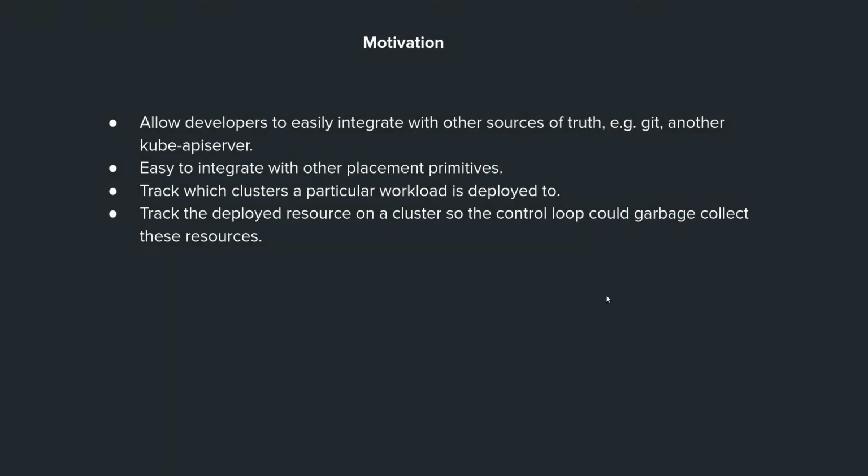The motivation that we want to do this is it allows developers to easily integrate with other source of truth, for example, GitOps, or use other Kube API servers. We made it simple so that it's easy to integrate with other placement primitives. And then the goal is to have a CR that basically tracks which cluster a particular workload is deployed to, and then it tracks the deployed resources on the cluster so that the control loop can do a garbage collection on those resources.